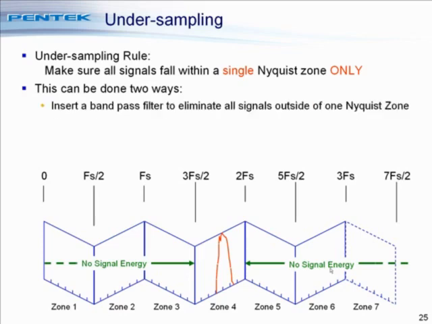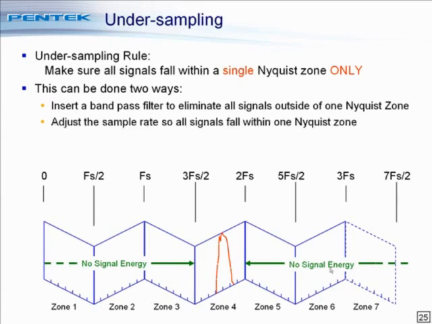You can insert a bandpass filter to eliminate all signals outside of the one Nyquist zone your signal is in. This is often done by an IF filter, for example, in a communications receiver. The bandpass filter is actually part of the receiver, and this is an extremely popular use for undersampling. Another way is to adjust the sample rate so all signals fall within the Nyquist zone.